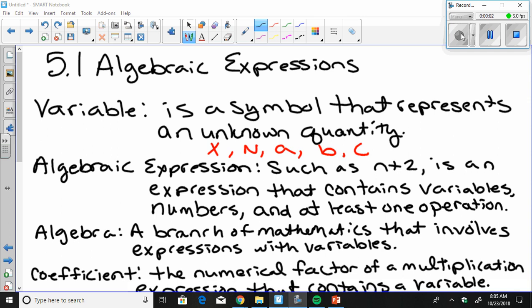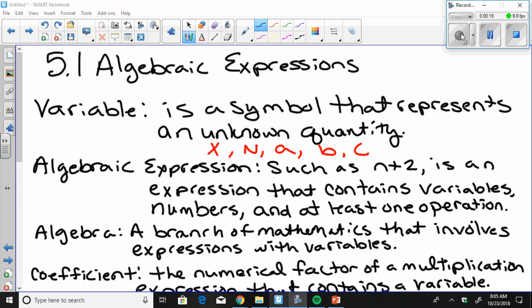7th grade, Chapter 5, Section 1, Algebraic Expressions. Starting off with our vocabulary, so variable is a symbol that represents an unknown quantity, like X, N, A, B, or C, or any letter in the alphabet.